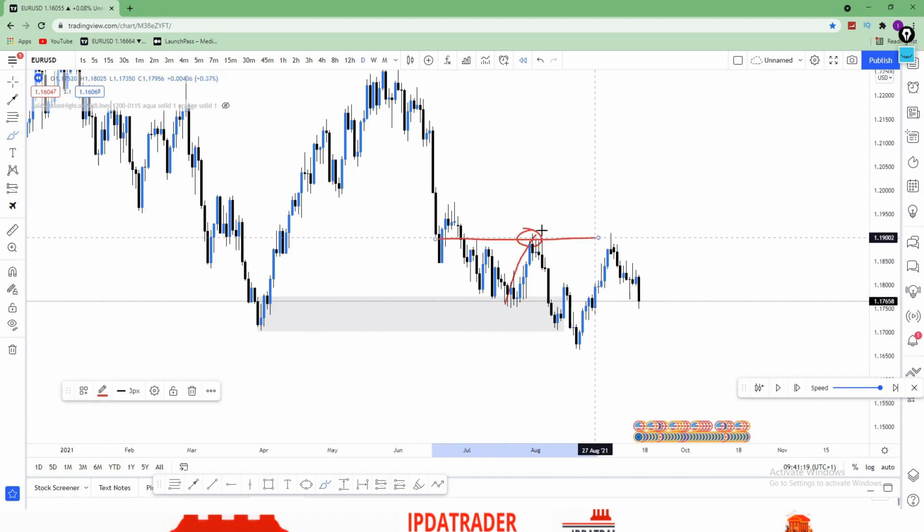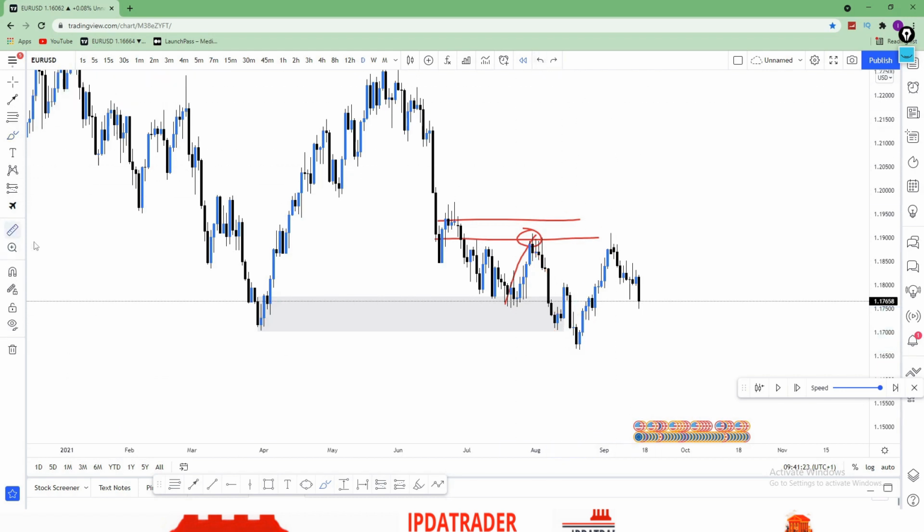We retrace, hit a block over here, and continue lower, and that's fine. How many pips was this? This was still 150 pips. If you were watching on a lower time frame, you could have caught amazing buys, right?